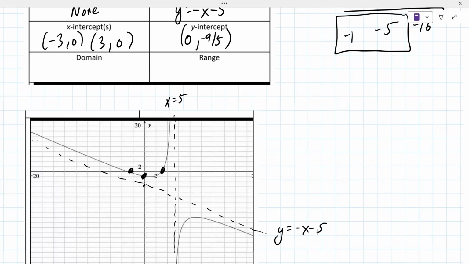So the domain would be negative infinity to 5, 5 to infinity. No holes this time, so the domain and range is actually a little bit easier. It's split by the vertical asymptote, and you've got to find these 2 points, which I know is a lot of work, because it doesn't go all the way there. So let me plug it in.